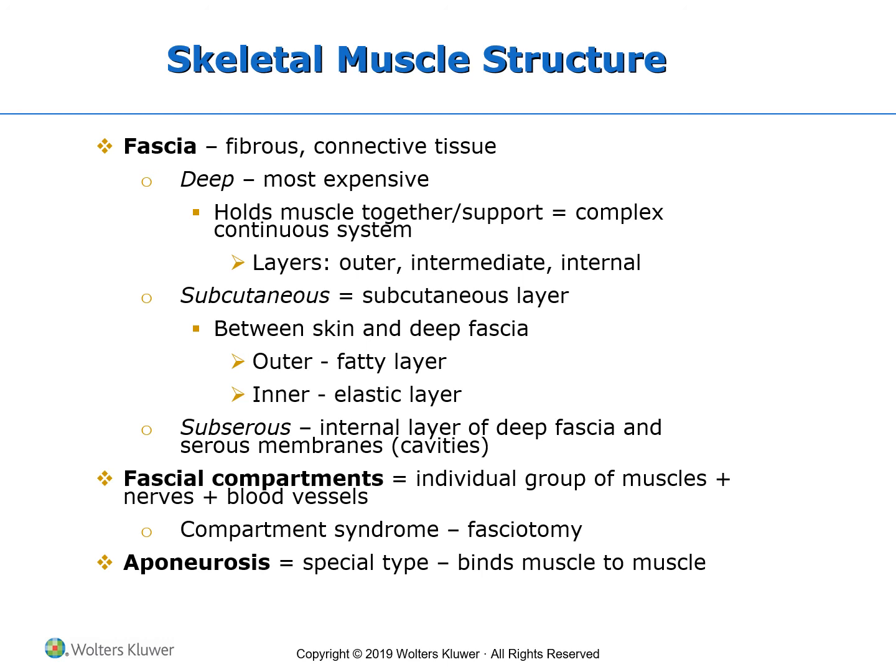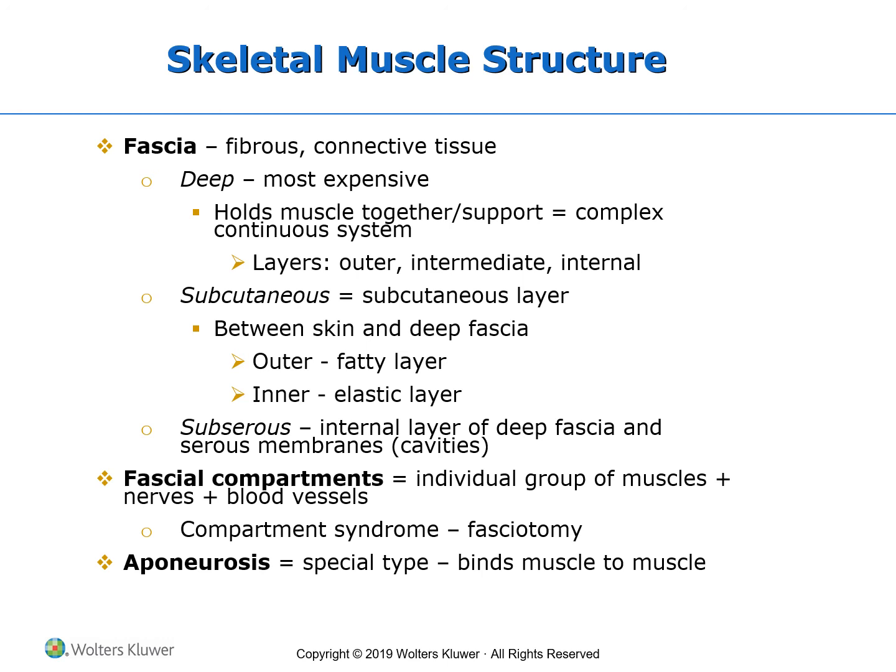Another type is the subcutaneous fascia that lies inside the subcutaneous layer. It's somewhere in between the skin and the deep fascia, and it has an outer layer that is the fatty layer towards the fatty tissue, and an inner layer that is an elastic type of layer. Another type of fascia is the subserous fascia, and it represents the internal layer of the deep fascia and the serous membranes inside the cavities.